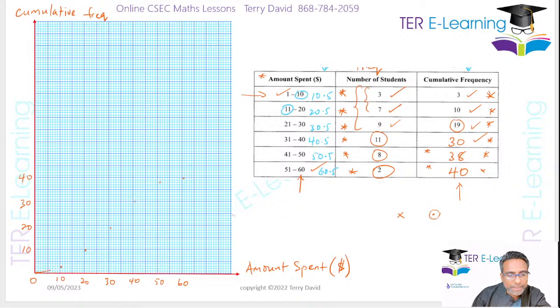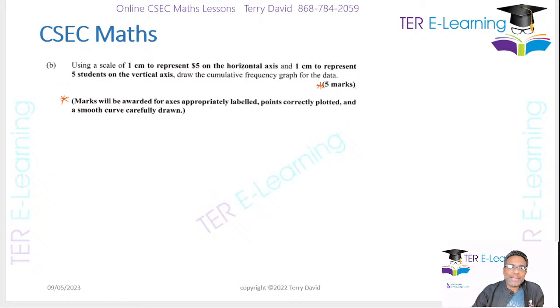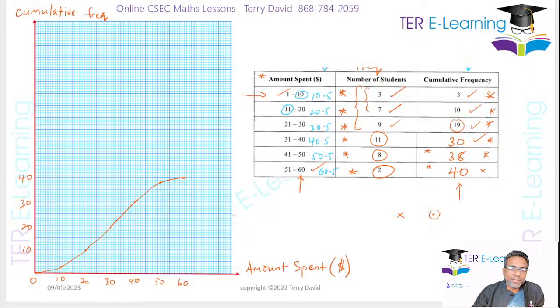So let me see. I'm going to try my best here to draw a smooth curve. Not too bad actually. So that's my curve here, that's my cumulative frequency curve. And that there is for 5 marks for drawing this. So you're selecting the best possible points that we can use in order to do that.